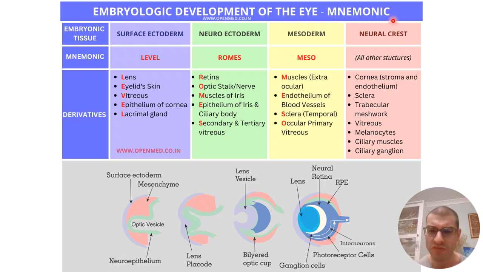And then lastly, we've got the neural crest cells, which I told you about: the corneal stroma and endothelium, most of the sclera. Just think about the cornea and lump it in with that category. And then trabecular meshwork, melanocytes, all melanocytes in the body come from neural crest cells, and the ciliary muscles and the ciliary ganglion. So there you go, that's everything you need to know about ocular embryology for your Part 1 exam, and probably the rest of your life. Thanks for watching.